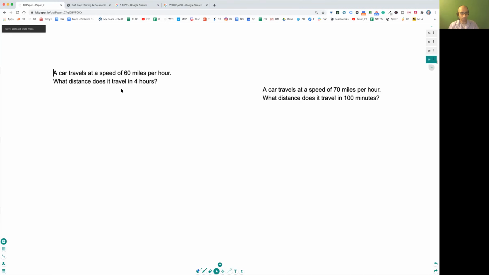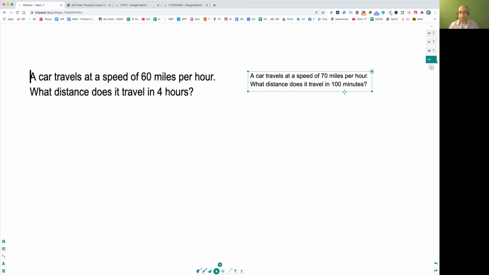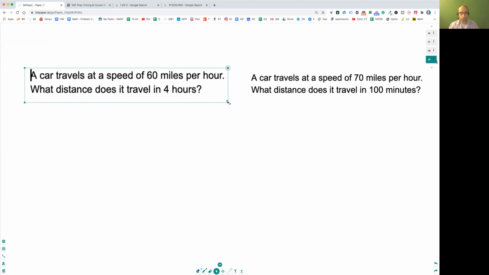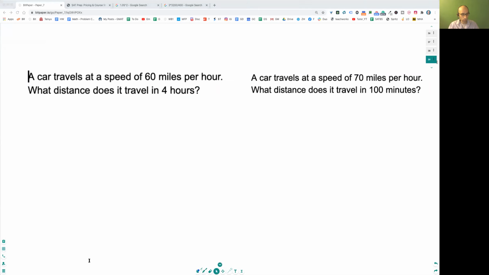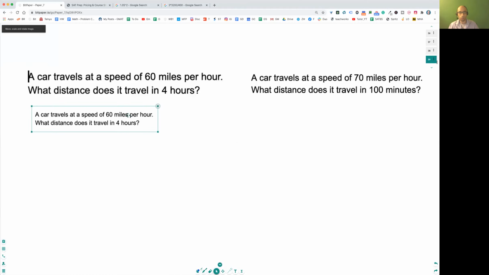So we'll be discussing rates now. Okay, so this is the easy problem here and this is the relatively hard problem over here. Try the problem here. See if you can solve this easy one first. So, 6 miles in 1 hour.